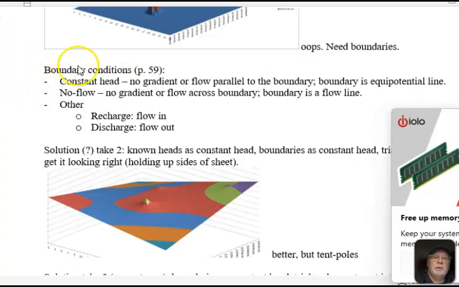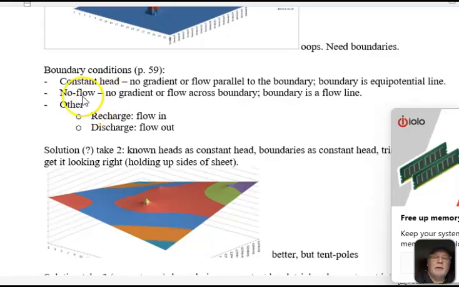As we said before, and this is from the book, the constant head has no gradient or flow parallel to the boundary. So our flow is going from left to right, perpendicular to the boundary. If the flow is perpendicular to the boundary, it must be an equipotential line, or the same head. So we have the same head all along the side, so it becomes a constant head boundary.